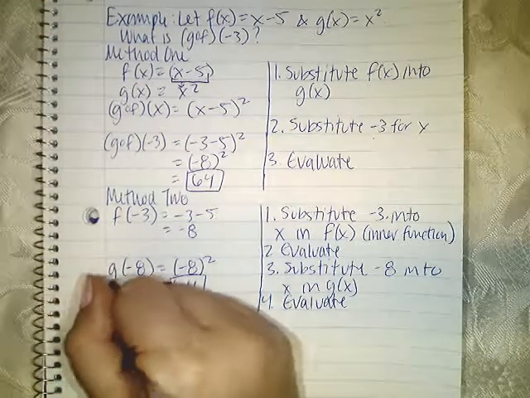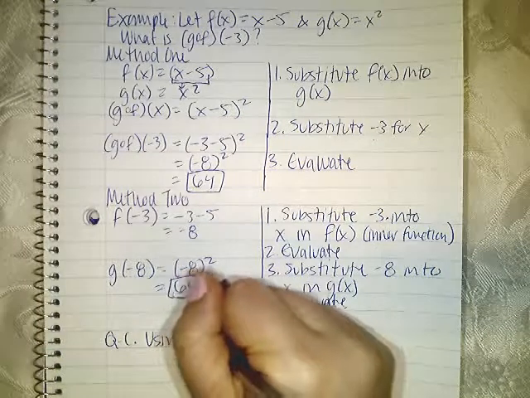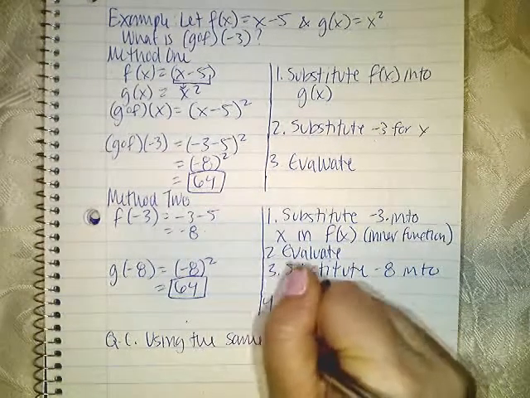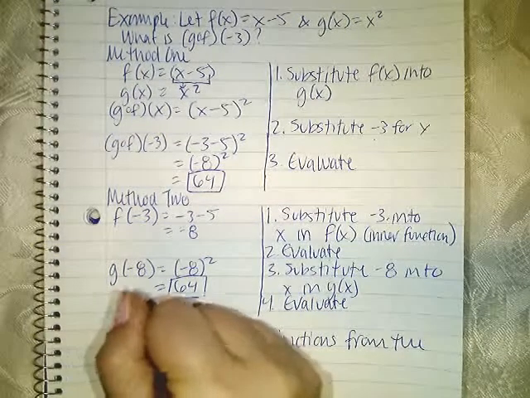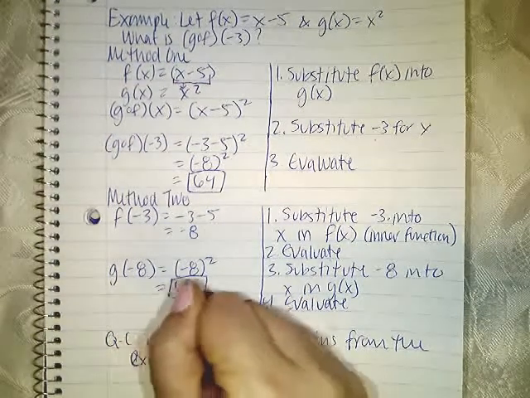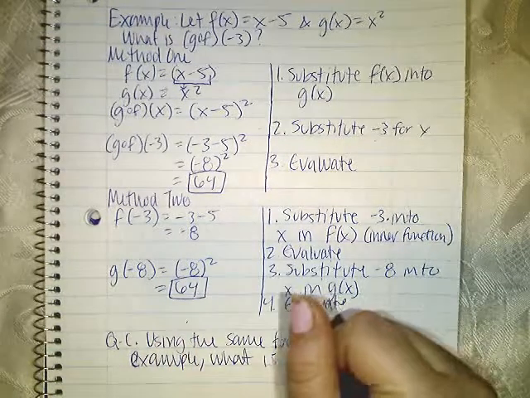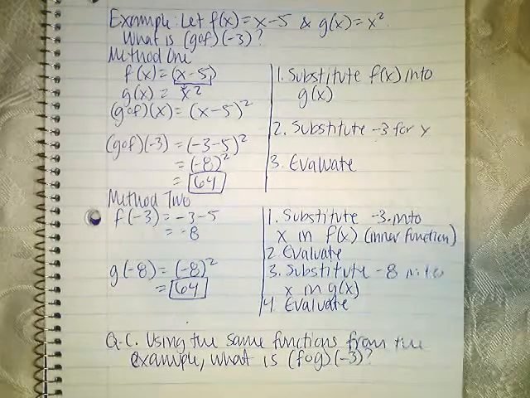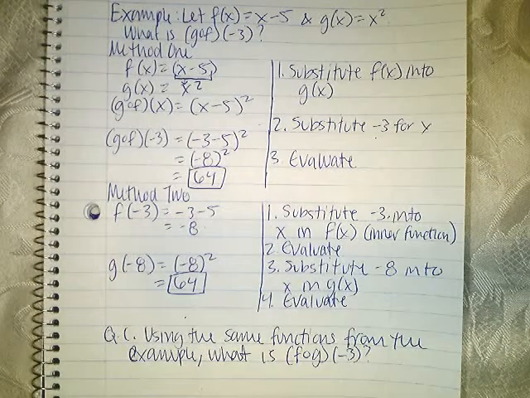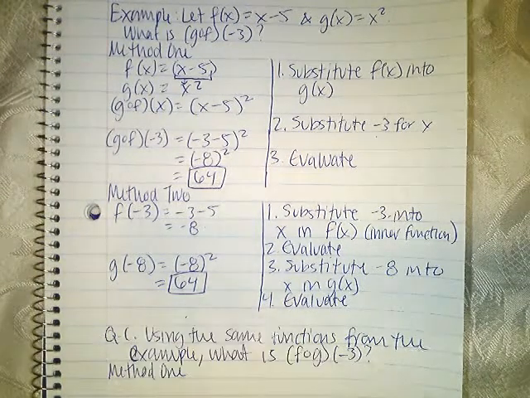So for our quick check, last part of our notes for today, using the same functions from the example, what is this time f of g of -3? So instead of g of f, I want you to figure out f of g using the same functions. Pause it, try it on your own. I'm about to go over it. So I'll do method 1 over here, and then I'll go over method 2.